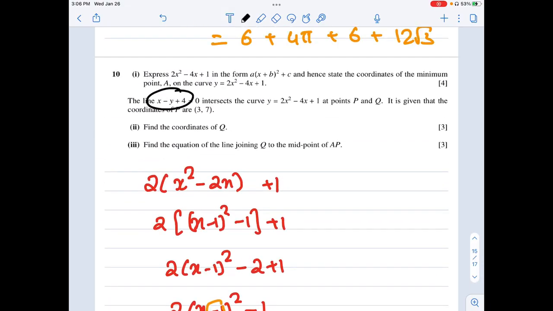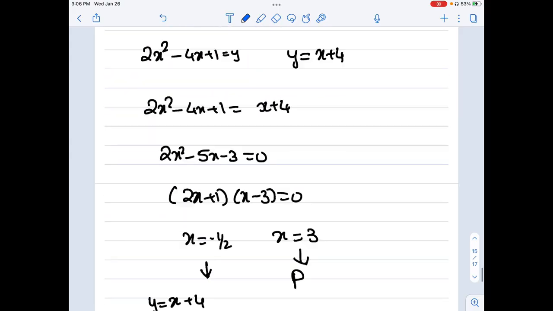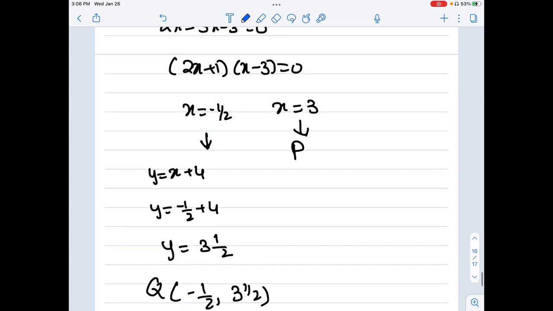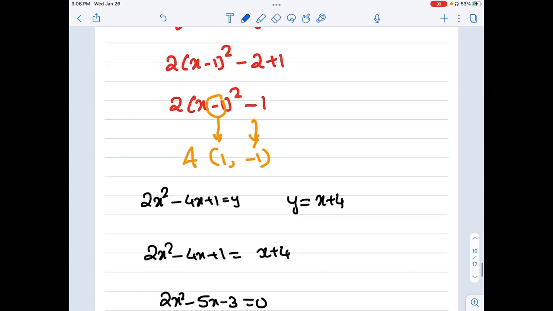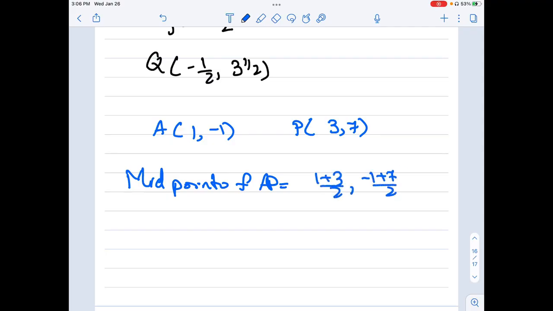Next part: finding the coordinates of Q is done. Find the equation of the line joining Q and the midpoint of AP. What was A? 1 comma minus 1. And P? It is given in the question, 3 comma 7. Now the midpoint of AP: x1 plus x2 by 2, y1 plus y2 by 2. So it becomes 2 comma 3.